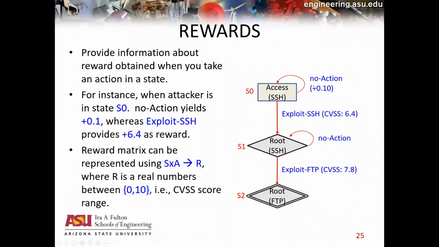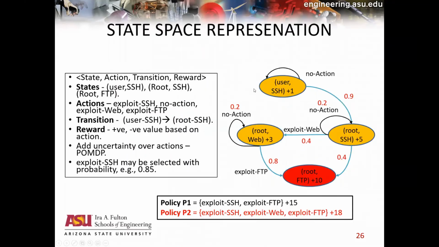So basically, if you take no action in state S0, you receive a low reward. But if you exploit a particular vulnerability, you receive a reward of 6.4, which is a high reward. And your eventual goal is to reach S2. So we represent this reward matrix. And to put everything in perspective, we encode states, which is the user privilege level, actions, which are actions you can take to exploit the vulnerability. The reward is the CVSS value. And the transition probability is based on the access complexity.